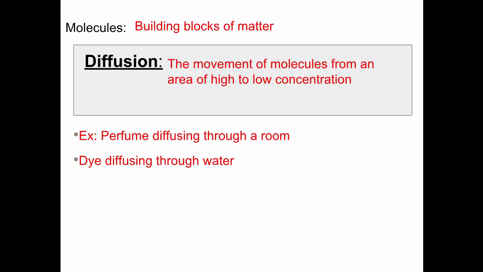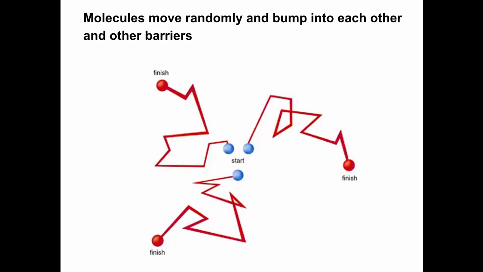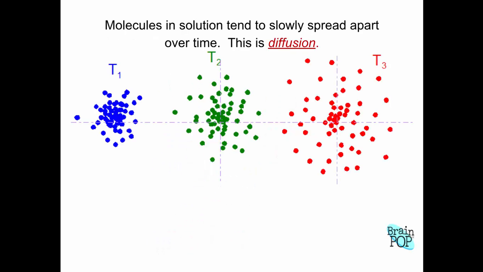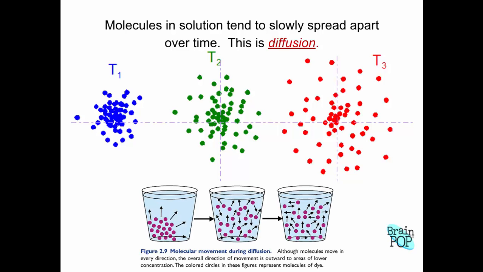Now, nothing has to move. I don't have to move the molecules around, they just do it on their own. It does not require any energy. And that's what diffusion is, the movement of molecules from high to low concentration. The reason this happens is because molecules are moving all the time, and they kind of randomly bump into each other. As they do that, that leads them to gradually spread out over time. Okay, so these molecules have diffused from a high concentration to a lower concentration.